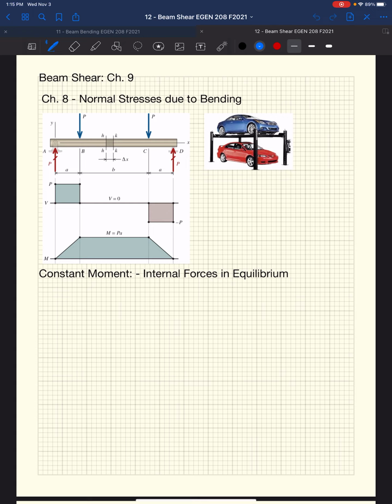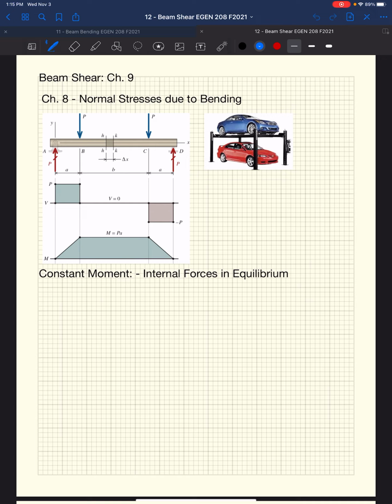We're gonna talk about shear, all right? Beam shear. Stresses in our beams due to shear. So this is chapter 9 in the text. In order to do that, we're going to jump back to chapter 8, which is talking about normal stresses due to bending, and kind of determine where do these shear stresses come from, right? Where do these forces come from?